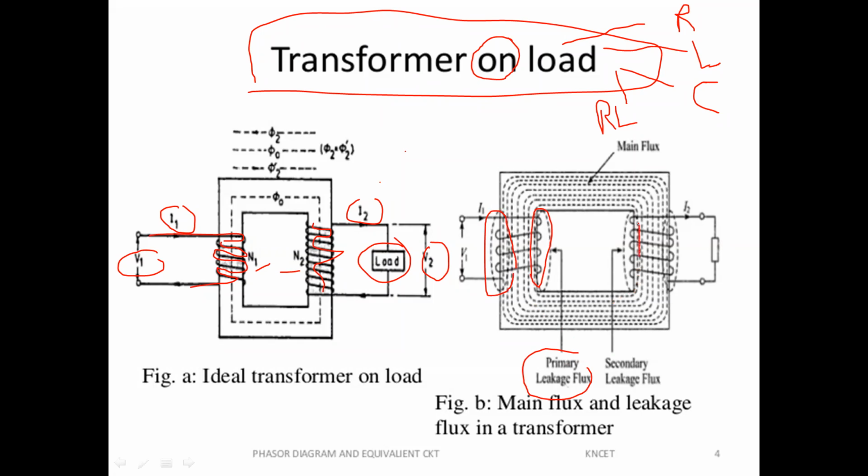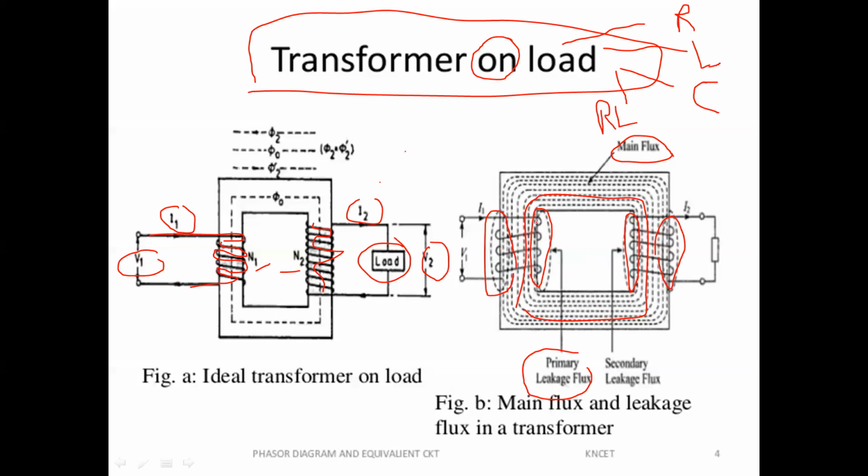So this is the secondary leakage flux. Here the flux links with only the secondary coil. That is called secondary leakage flux. Flux that links with both the windings is called useful flux or main flux. That is also called useful flux or main flux.